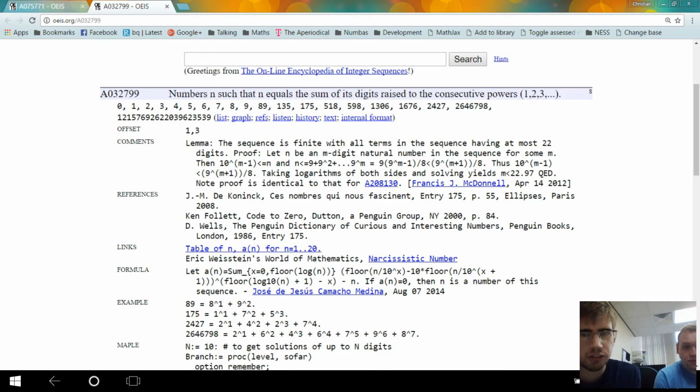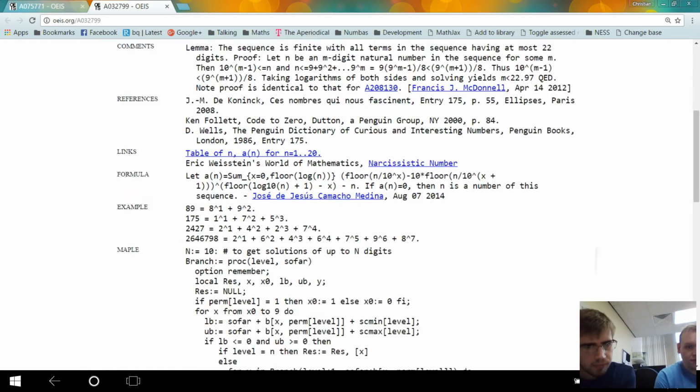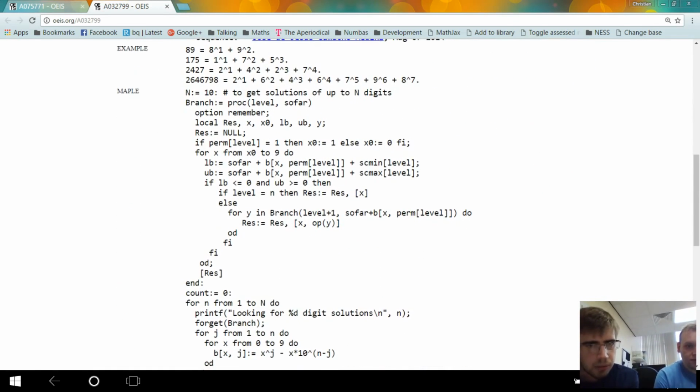It's in the Penguin Dictionary of Curious Numbers. Do I have that? I thought I had that. It must be at home. Oh, never mind. Shame. Right. Oh, there's some Maple code.